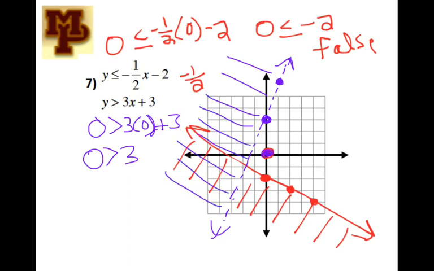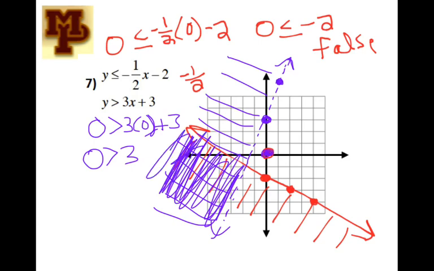And then I look to see where they overlap. And you can tell they overlap in this region. So I would shade that a little bit darker. And that's the solution to the system.